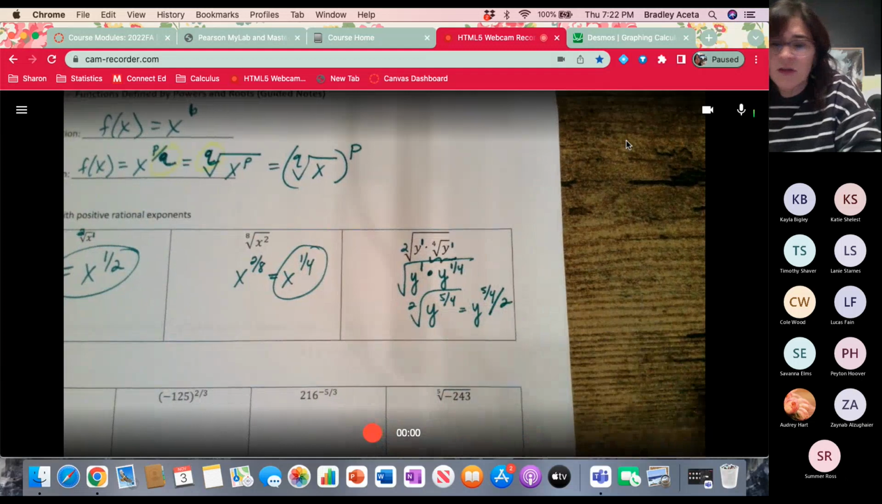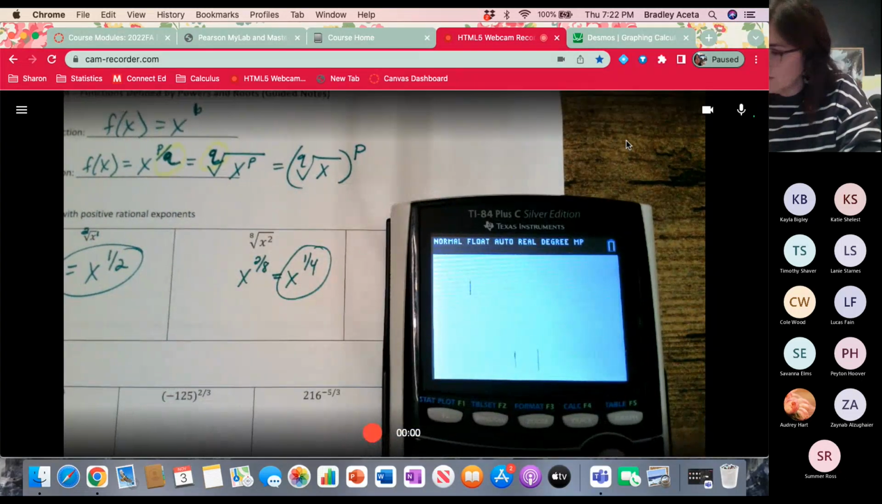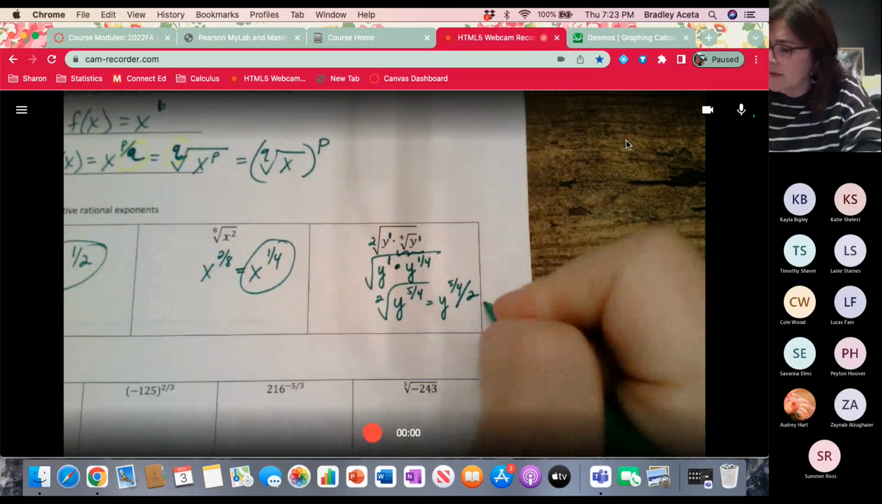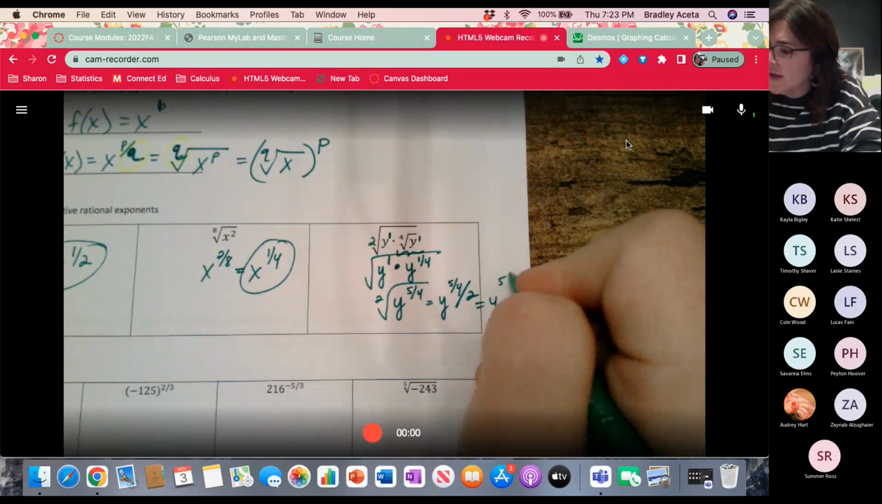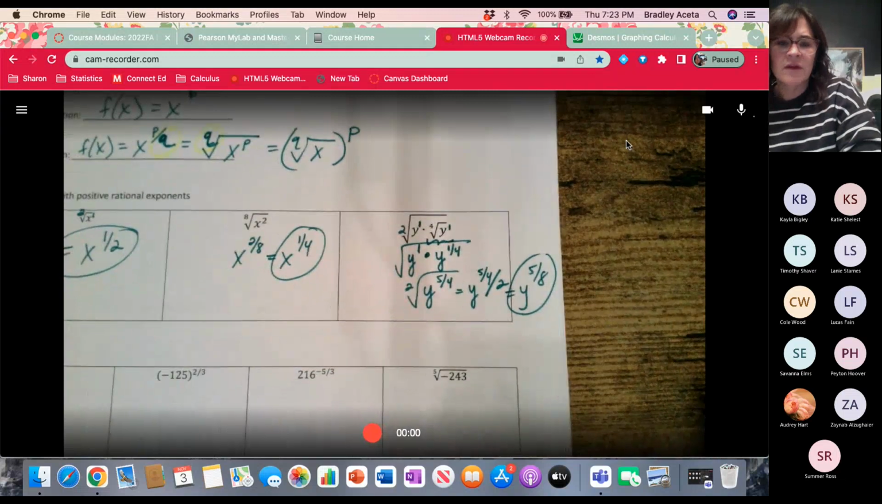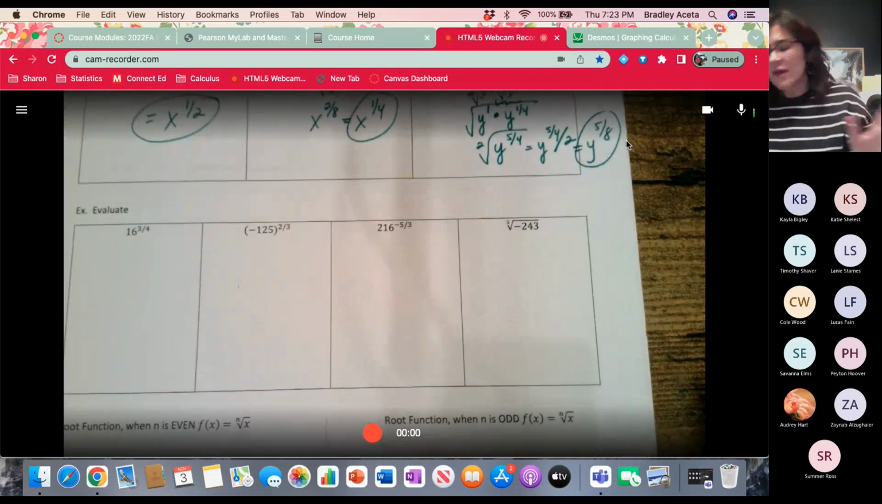And 5/4 divided by 2, again, you can use your calculator for that. This is really all calculator based. You put it in a parenthesis. 5/4 divided by 2 is 0.625. You can hit math, frac, and enter again, 5/8. So this is really y to the 5/8. Very easy. All right, then you get to evaluate. Yay! Evaluate means just plug it in your calculator.